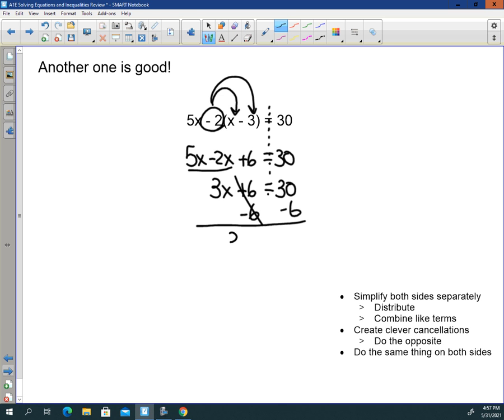And we have 3x equals 30 minus 6, which is 24. And then we're going to divide both sides by 3. And we get x equals 8.